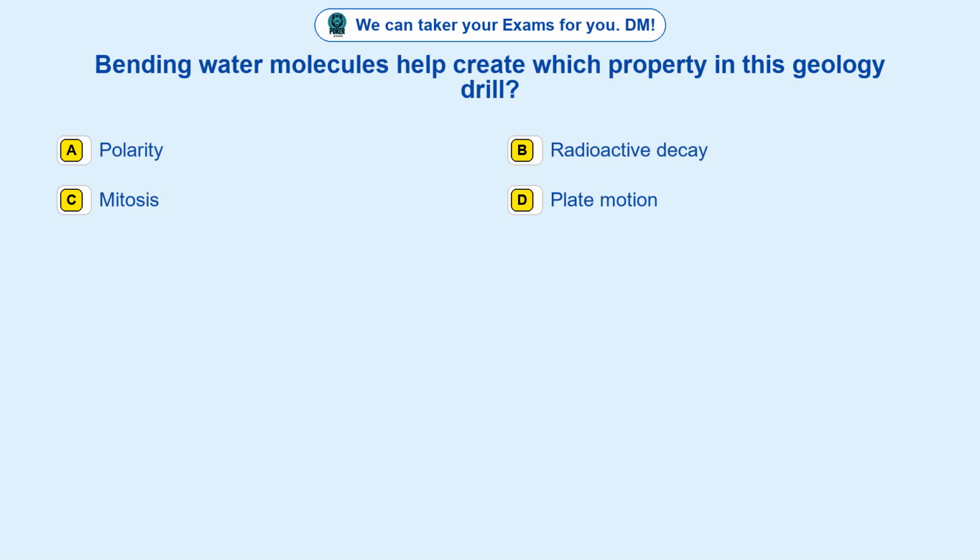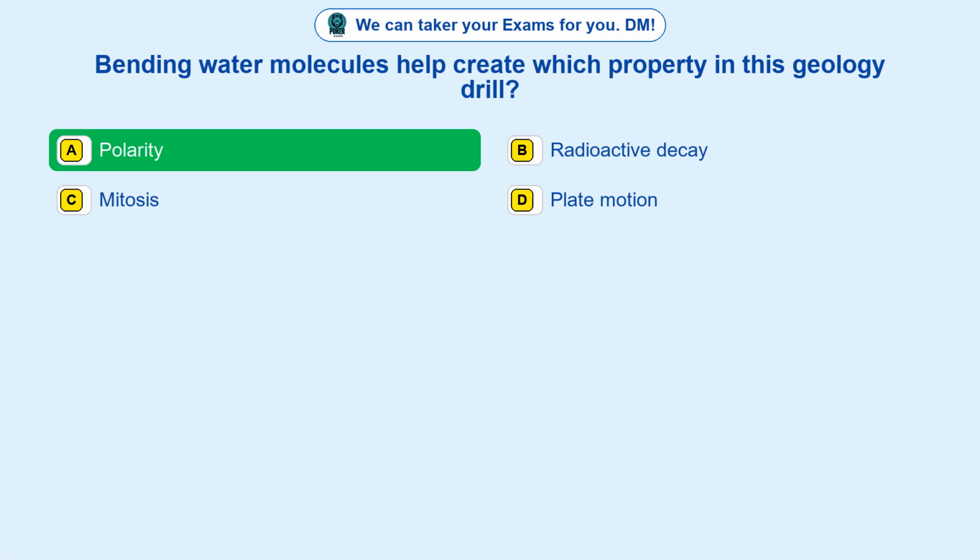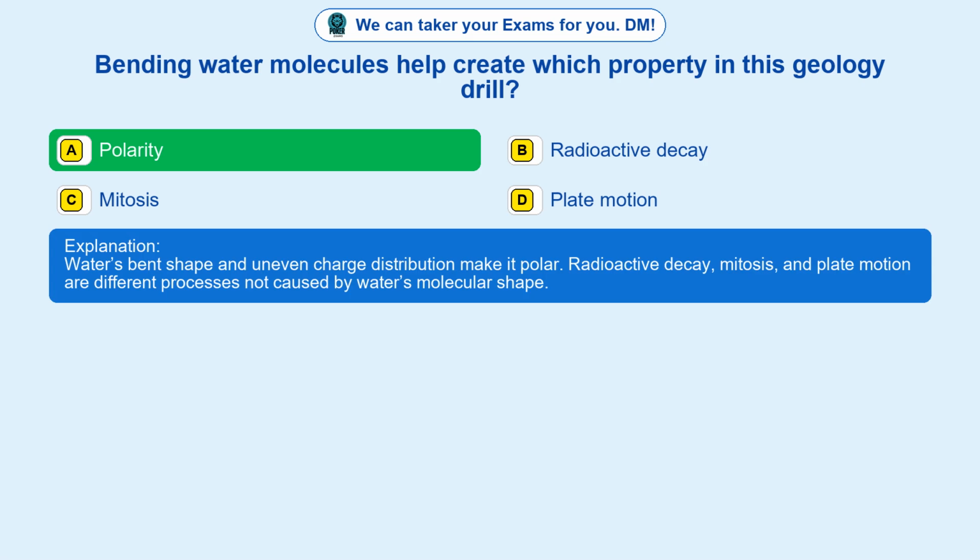Question 50. Bending water molecules help create which property in this geology drill? Option A, polarity. Option B, radioactive decay. Option C, mitosis. Option D, plate motion. The correct answer is option A, polarity. Water's bent shape and uneven charge distribution make it polar. Radioactive decay, mitosis, and plate motion are different processes not caused by water's molecular shape.